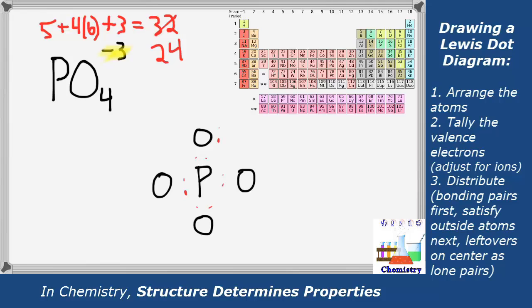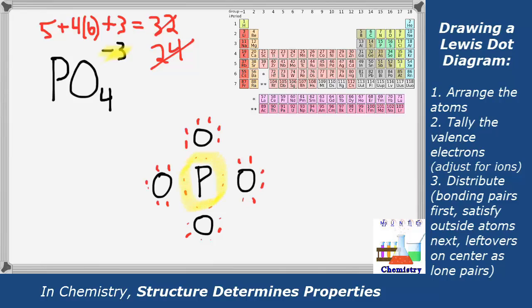So we're going to go 1, 2, 3, 4, 5, 6, 7, 8, 9, 10, 11, 12, 13, 14, 15, 16, 17, 18, 19, 20, 21, 22, 23, 24. I realize some of the dots are smaller than others, but you see where they're supposed to go. And that takes care of the 24. Now, the oxygens are all satisfied. They all have an octet. And if we look at the central atom, we see that it also has an octet.